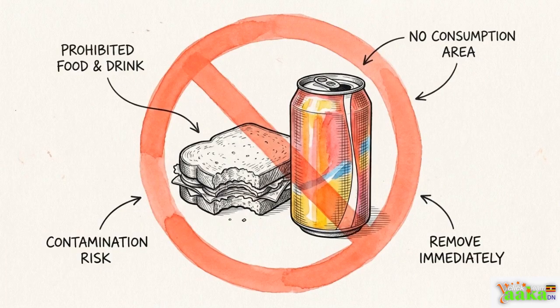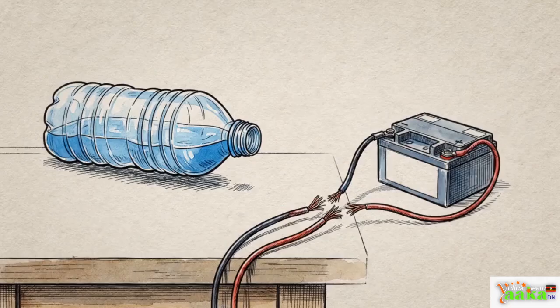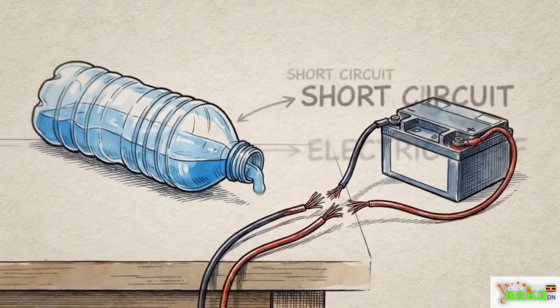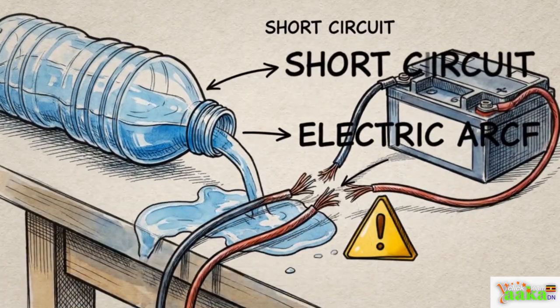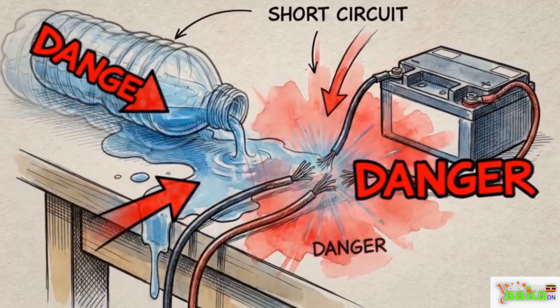That discipline extends to what you bring inside. Eating and drinking are strictly banned. Workbenches can hold hidden traces of chemicals, and placing your food on them makes it very easy to accidentally swallow something harmful. Drinks pose another major risk. As seen here, water spilling onto exposed wires can instantly cause a short circuit or a dangerous electrical shock.